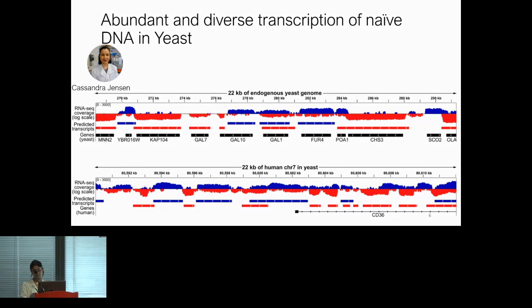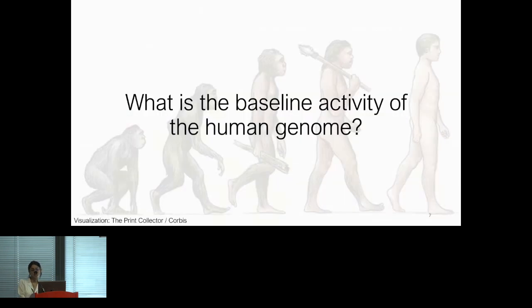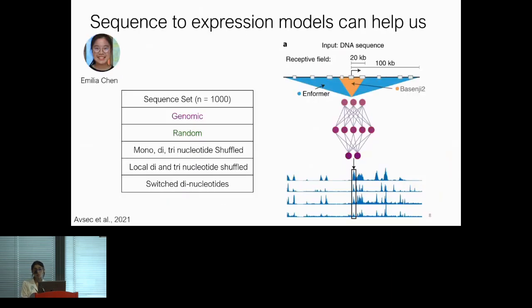in the yeast. So this leads us to the second part of the talk, which is, well, what is the baseline activity of the human genome? Like I just showed you, in yeast, we can test this question experimentally by delivering these long segments of DNA. But in humans, this process is very expensive and laborious.